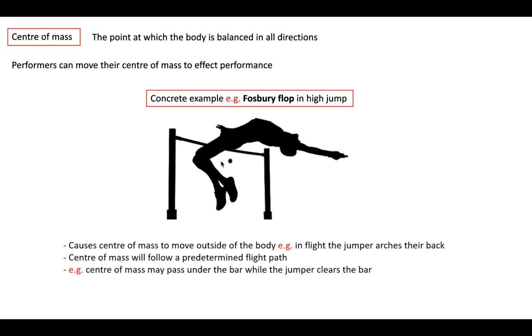So ultimately, what I'm saying here is only one section of the body has to be above the bar at any one time, in comparison to the old school way of doing it. It was like a scissor kick technique, okay? where the whole body had to be above the bar at the same time. So the overall effect is, because the centre of mass passes underneath the bar, the Fosbury flop requires less force to take off ultimately.